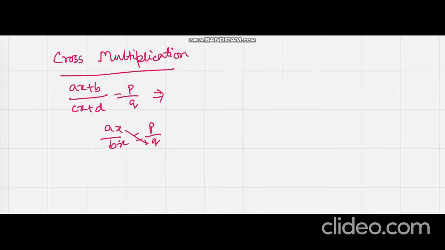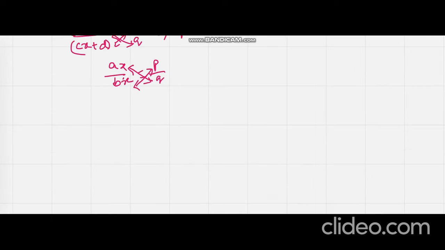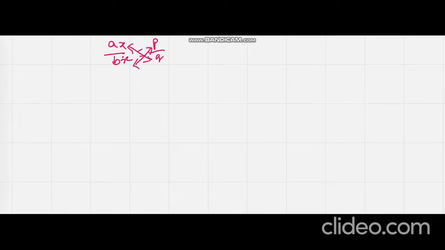Then we will just do the cross multiplication. So we will multiply ax plus b with q, correct? So q into ax plus b, and p with cx plus d. So then both the sides will be equal. Okay, so this is the cross multiplication method. Now using this cross multiplication method, I am going to show you how to solve different types of problems.